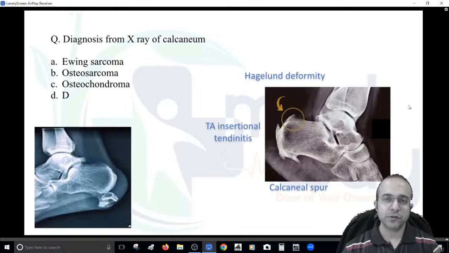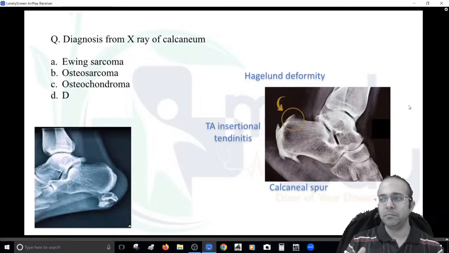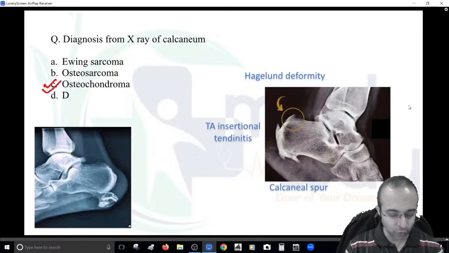Another one, which confused the people a lot was an X-ray of calcaneum showing some kind of a bony outgrowth, as people were talking of. So you have to see what this bony outgrowth was and then click up the answer. People were telling me that most of the choices were pointing towards the area of the bone tumors. So that's where I think osteochondroma would be the best pick in this particular scenario.